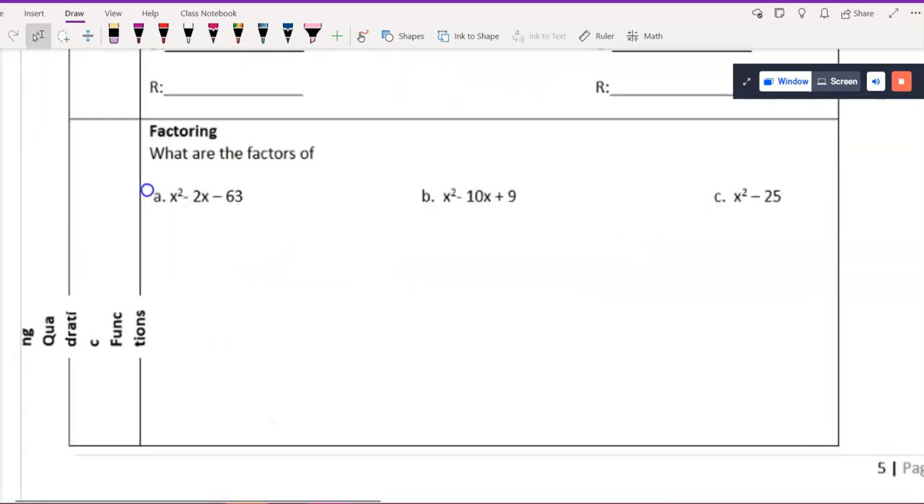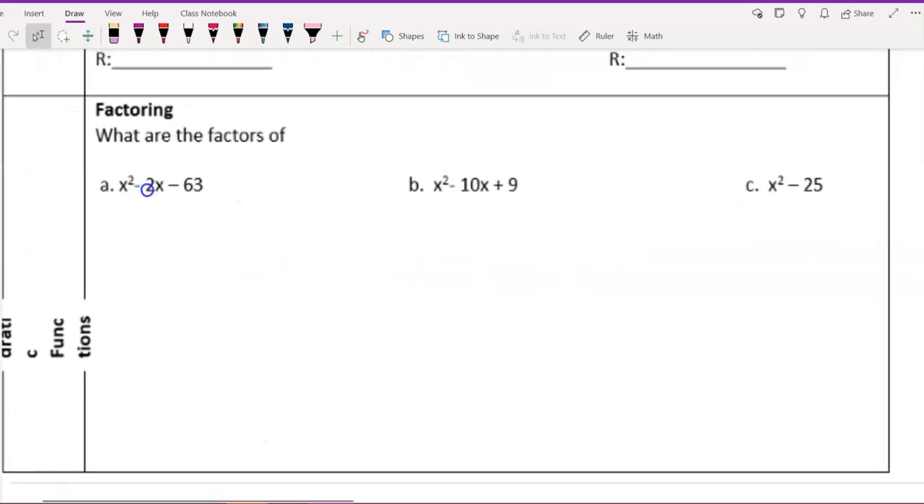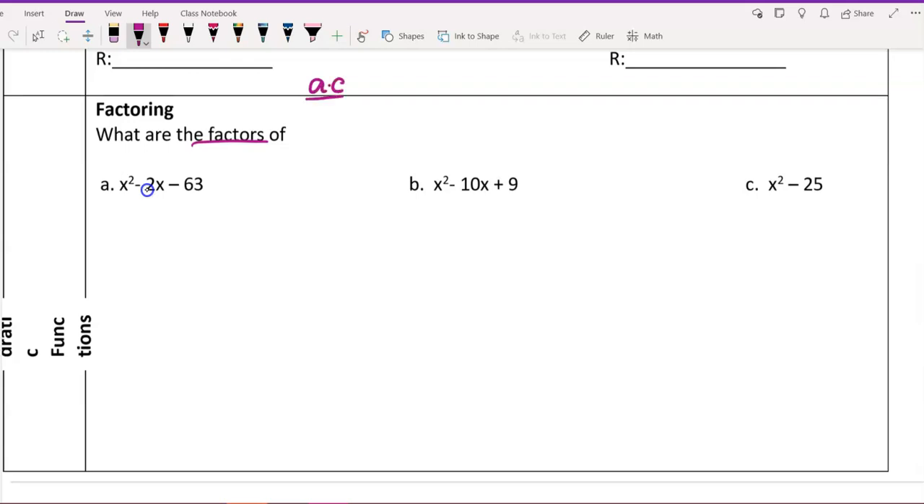All right, so it was brought to my attention that I skipped this part of the review. So this will be part 9. Here it's asking for the factors, and anytime we need to factor a quadratic equation, that means we're starting our t-chart of a times c with b in the bottom. So we're looking for factors of whatever a times c is that add up to b.